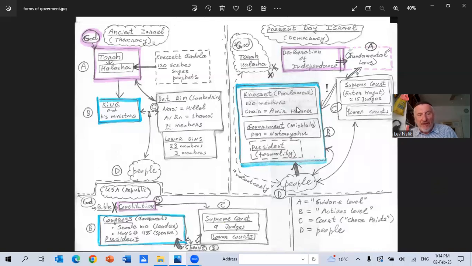Then below that, equivalent to B, to the king in ancient Israel, we don't have a king, but we have an action level, a Knesset. The Knesset gets elected directly by the people. So I put here this line. These people elected actually, the arrow shows on the president, but actually goes to the elected Knesset.